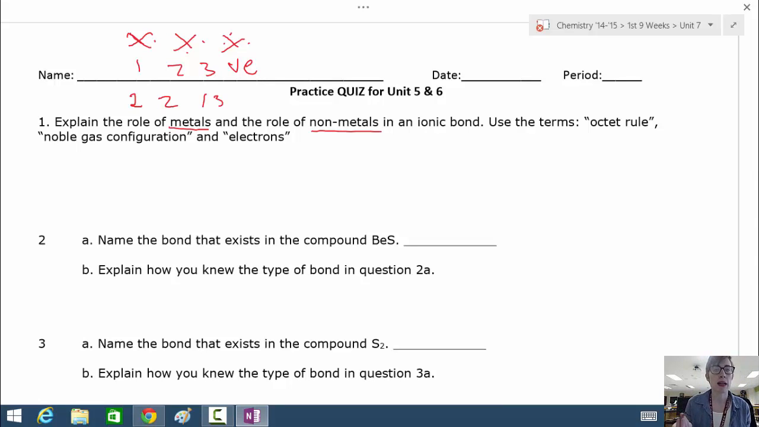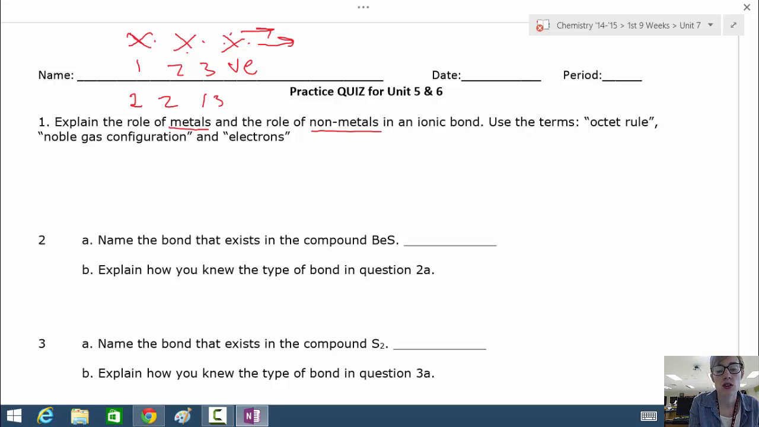Since they don't have many valence electrons, they don't have many dots, their role is to always give away those valence electrons, right? So when they give those away to other atoms, other elements, they end up with a charge, right? And they become positively charged because they give stuff away. So metals lose or give away electrons and they get a positive charge.